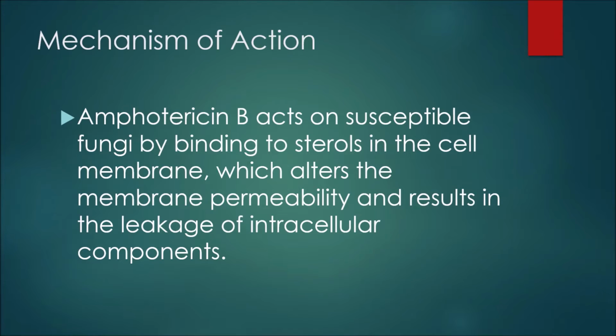So the first thing to discuss here would be the mechanism of action, or how this medication works. So Amphotericin B acts on susceptible fungi by binding to sterols in the cell membrane, which alters the membrane permeability and results in the leakage of intracellular components.